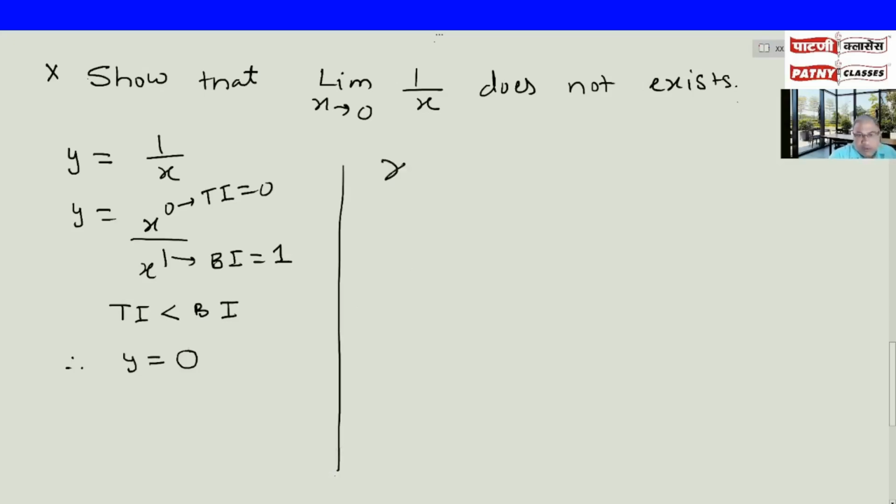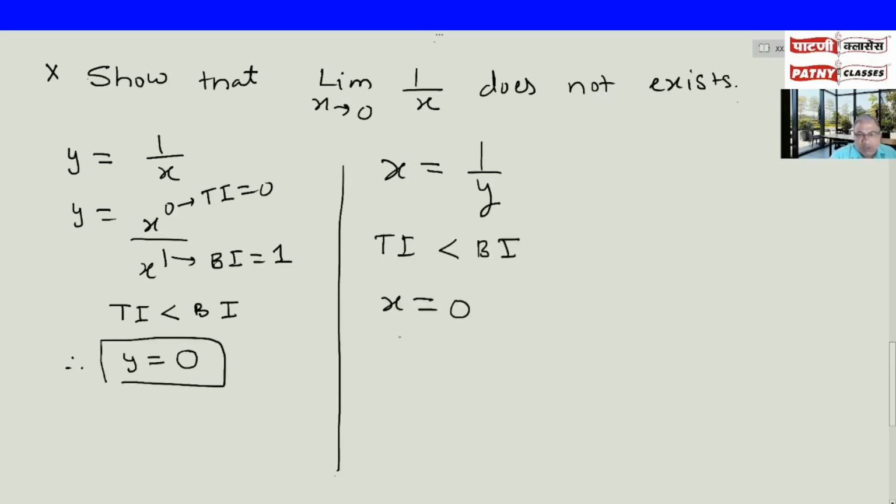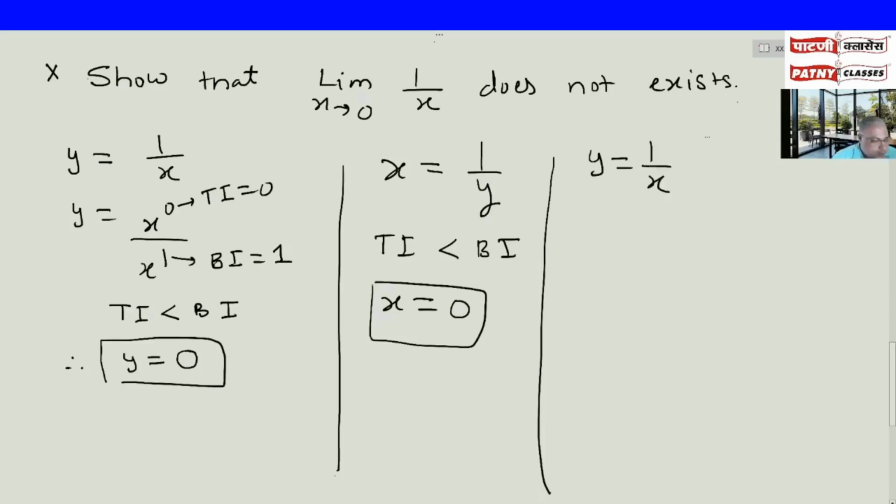Similarly, the given equation can be written as x equals 1 upon y. Here the same case, the top index is smaller than the bottom index. Here x equals 0 is an asymptote. Thus y equals 0 is one asymptote and x equals 0 is another asymptote. Now we are having y equals 1 upon x. From this we get 4 cases.